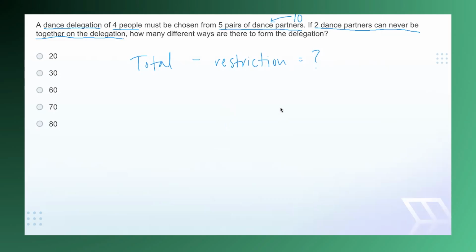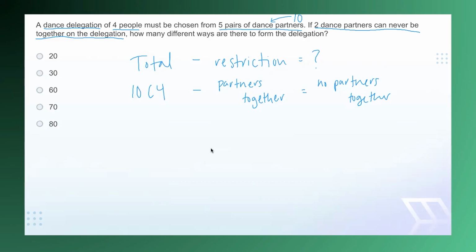So in this problem, I would be starting with a 10 choose 4 combination to represent choosing 4 people from my group of 10 with no restrictions. And then I would subtract out my number of combinations where I do have partners together. And this would give me my number of combinations where there are no partners together.